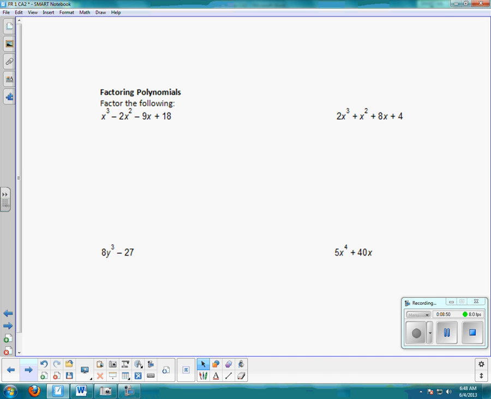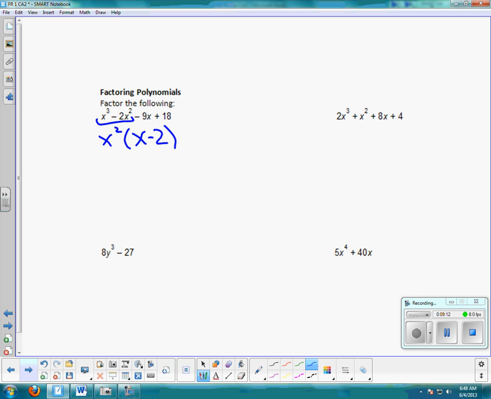So the first 2 are factoring by grouping, and we know this because there are 4 terms. So as soon as I see 4 terms, I know that I'm going to have to group them. When I group these 2, I look for their greatest common factor, which happens to be x squared. When I take out the x squared, I'm left with x minus 2.